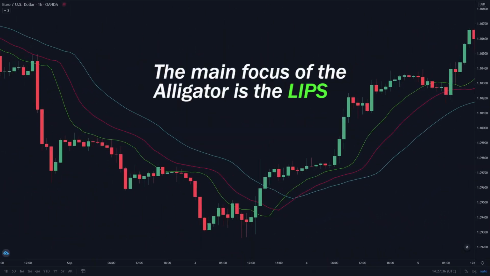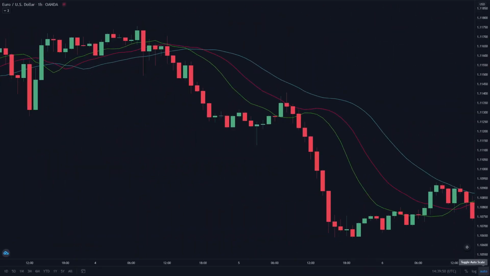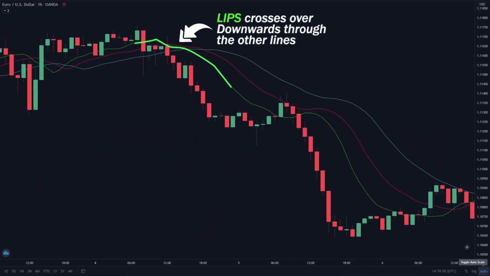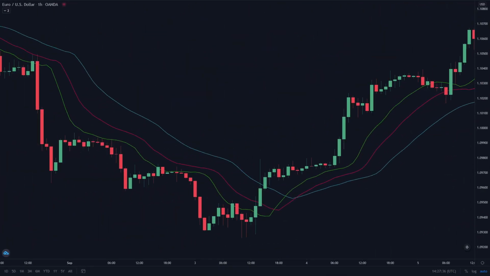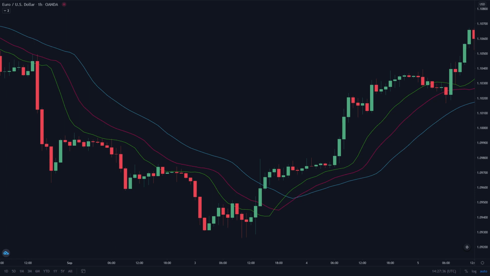So the main focus of the Williams alligator is the lips, or the green line, which is the faster moving average out of the other 2 moving averages. The movement of the lips determines whether or not we take a long position or a short position. So the way we use the indicator is actually very simple. When the lips cross downwards through the other lines, it indicates that there may be a chance that the market is on a downtrend. And if the green line crosses upwards through the other lines, it indicates that there may be a chance that the market will be uptrending. But don't take positions yet. There are other important factors that we need to discuss before confirming that it's a trend.